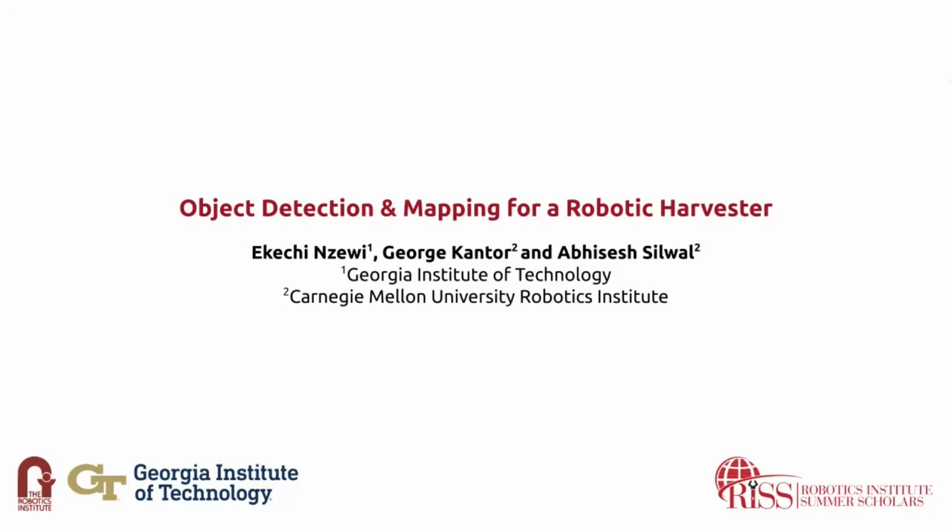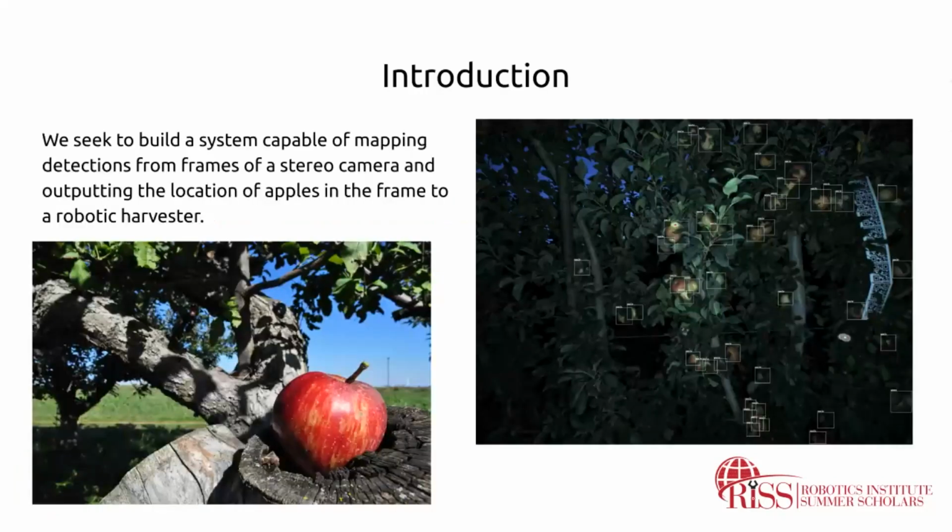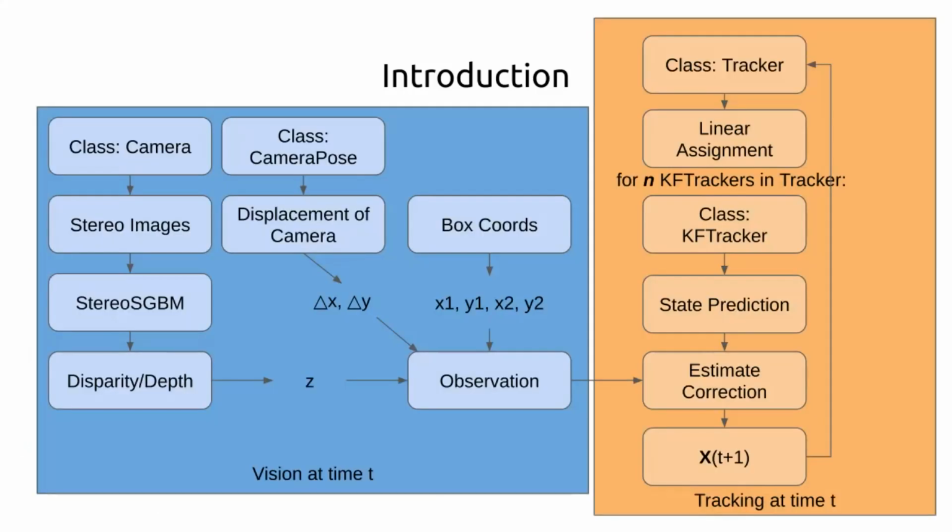I'm a computer science major at Georgia Institute of Technology, and I am here to talk about my RIS 2022 project, which is on object detection and mapping for a robotic harvester. The goal of this project was to build a system which detects apples in a frame and passes that information to a robotic harvester, which will then proceed to harvest the apples.